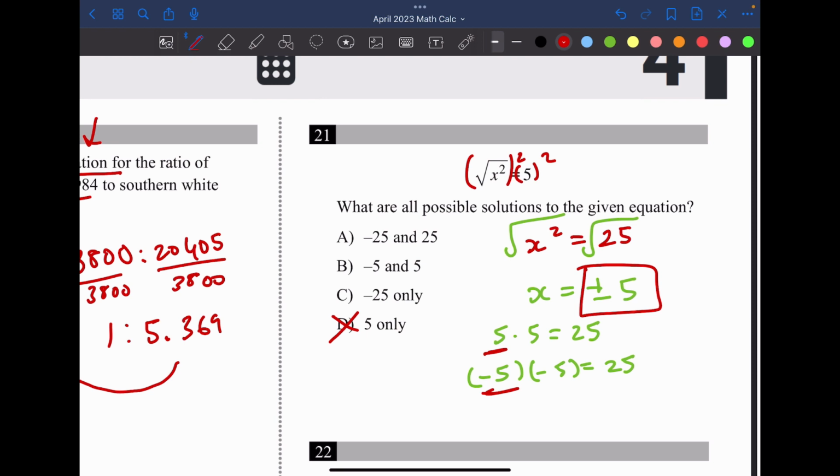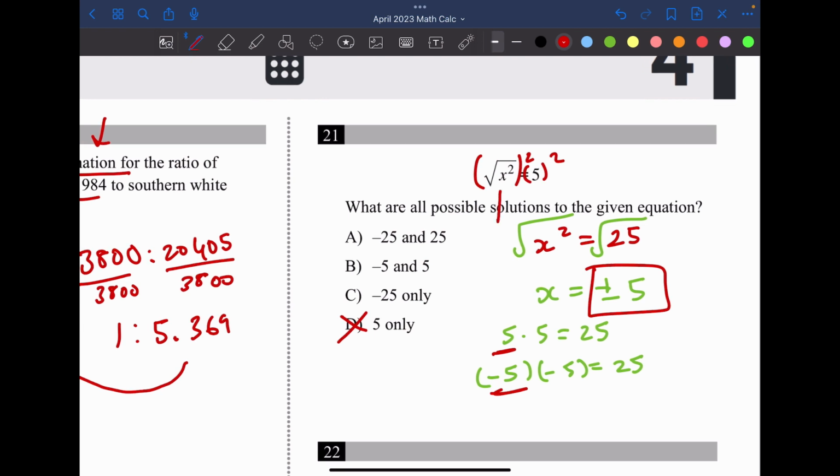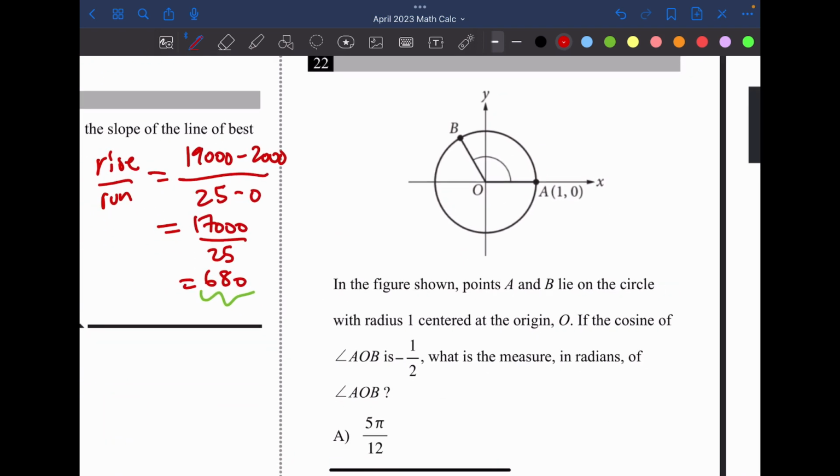Both of them are valid solutions to this equation, only because we are squaring the x over here. So when you square a positive or negative number, it doesn't really matter because the answer is always going to be positive. So the answer is actually B because we have negative and positive. Okay, that's question 21. Question 22.